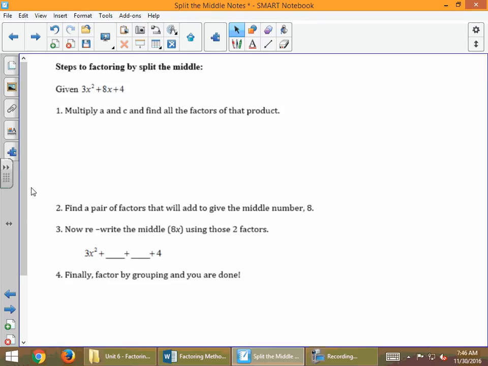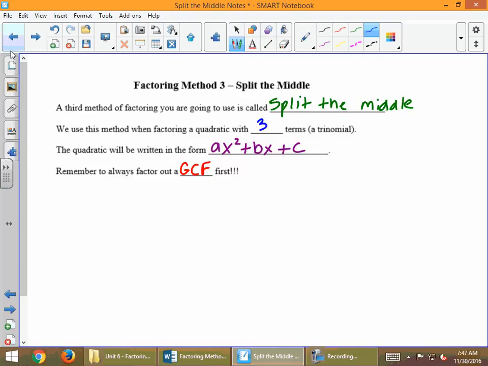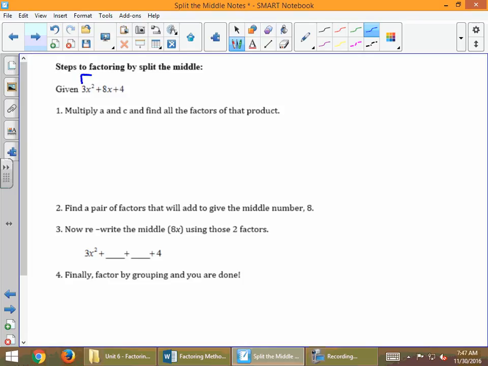Okay? In order to do that, what we're going to do is multiply A and C. And remember, quadratics are written in this form. A is your first term, C is your third term. So you're going to multiply those two terms together. And that's what we're going to do. So you multiply your first and your last together. 3 times 4 is what?